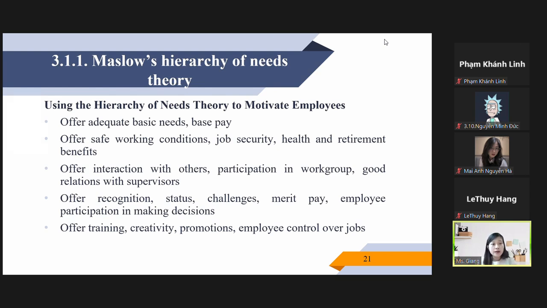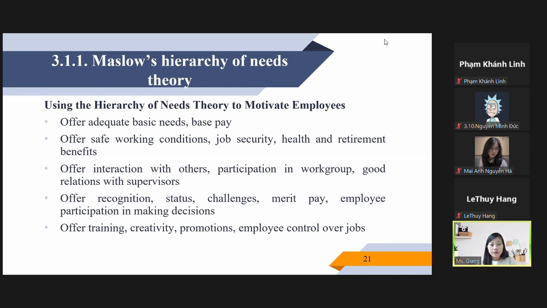The second one, in order to satisfy the safety needs, the manager needs to offer safe working conditions, job security, health and retirement benefits. So they will feel safe physically and emotionally.